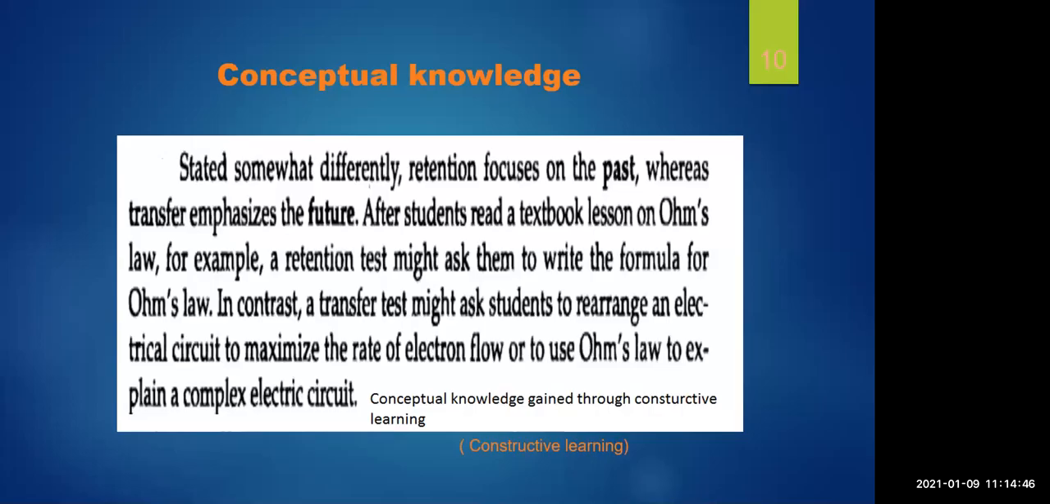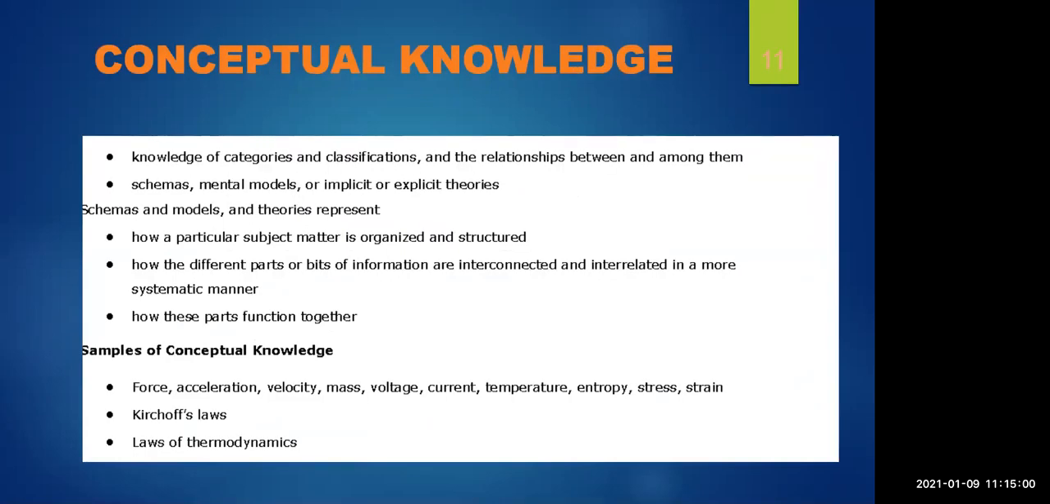So here it is knowledge. The knowledge is gained by a learning process. For that, the psychologists are using different technical terms: conceptual knowledge, knowledge gained, learning process, and the constructive way we are teaching it. And this is again the models, theories, and knowledge categories, how these parts function together. All this conceptual knowledge we give to the students, how different pieces of information are interconnected and interrelated in a more systematic manner: force, acceleration, velocity, temperature, entropy, stress, strain, Kirchhoff's law, law of thermodynamics.